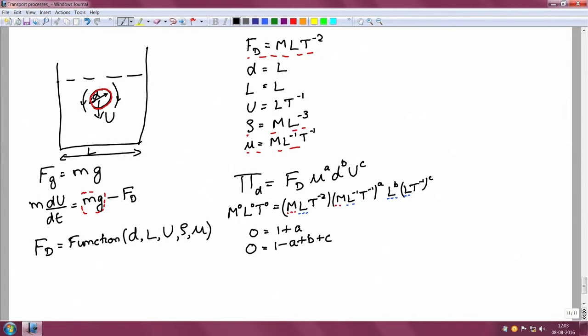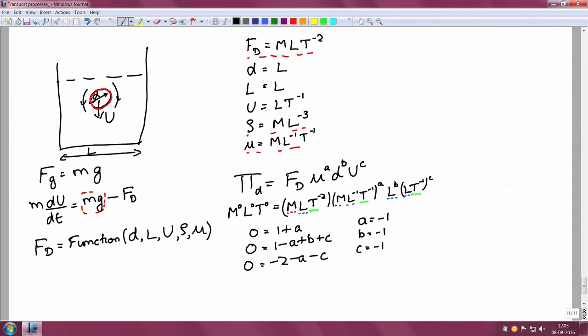Finally, if I look at the time dimension in each of these, I will get 0 is equal to minus 2 minus A minus C. Now, I have 3 equations for 3 coefficients A, B, and C, and you can solve these. The solution is quite simple. Turns out that A is equal to minus 1, B is equal to minus 1, and C is equal to minus 1. So, that actually satisfies these 3 relations.